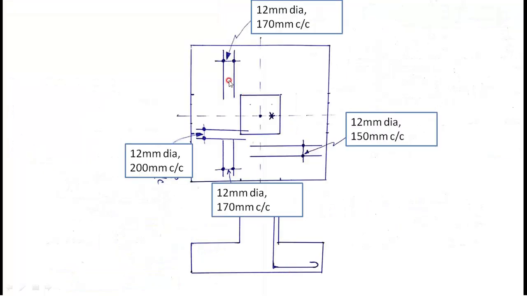In the diagram you can show here, as there is eccentricity here and this is a heavy section, you will provide the AST here differently. These bars will continue from this end to this end with a spacing of 150, and these bars will spread from here to here with a spacing of 200. These bars will spread from here to here at 170 mm center to center, and the development length is this much.